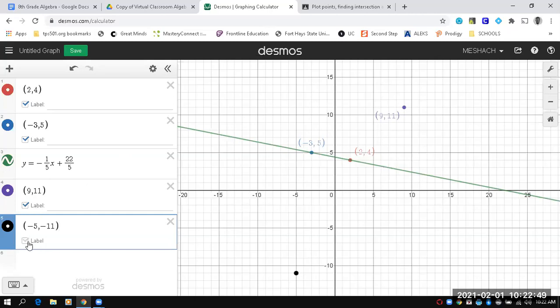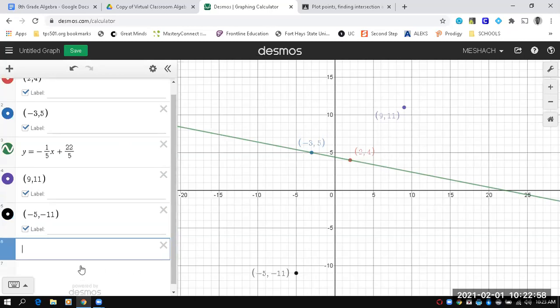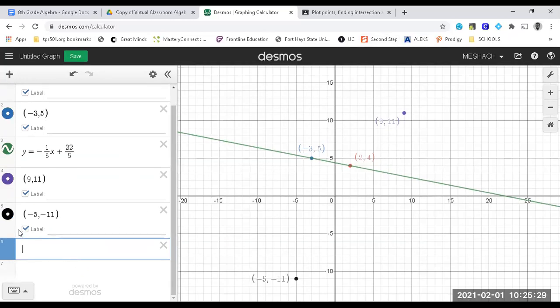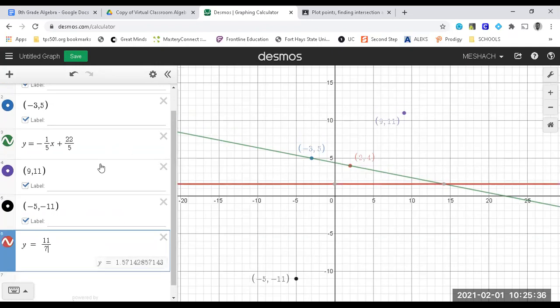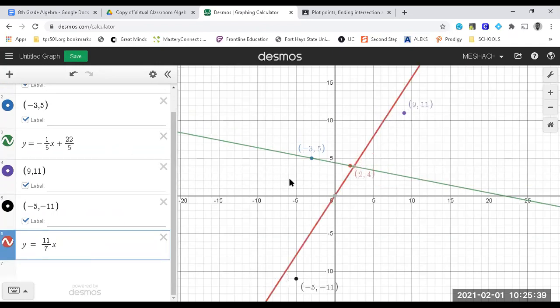All right, so now I have my other two points. I have (9, 11) and (-5, -11). So that point's up there, that point's down there. Now I need to come up with the equation of this line. So the slope for this line is 11 over 7, so y is equal to 11/7 x. We got 11 over 7 because we counted all the way up and all the way over. We did rise over run. I got 22 over 14, and then we just simplified.